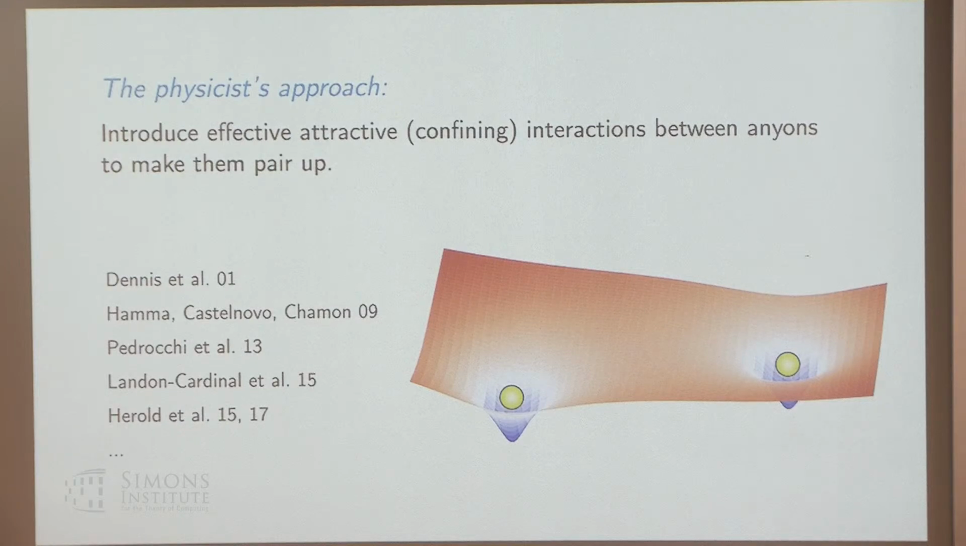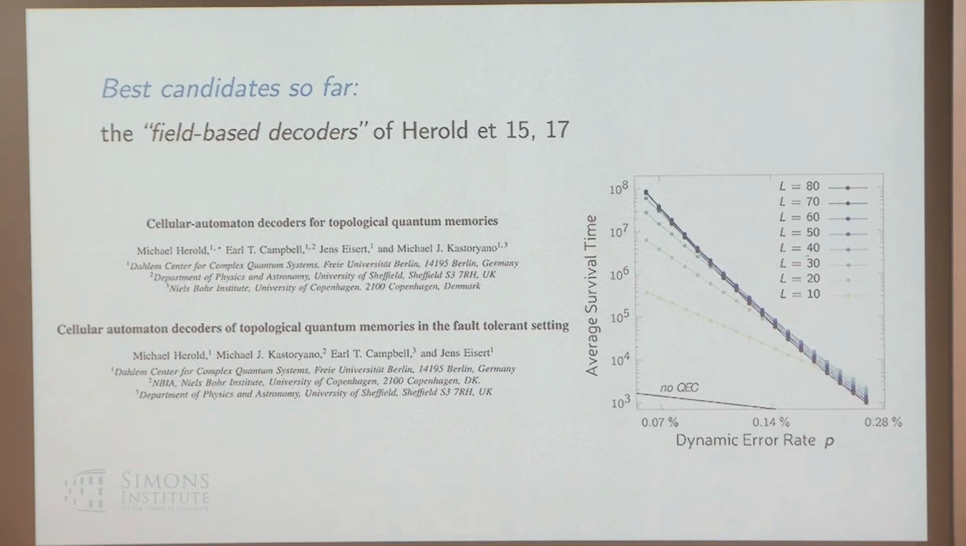Okay, so this approach was, I think, first suggested in the famous Dennis et al. paper, and there's been a long history of people thinking about similar ideas. I'm not really going to go into much of the history. I'm just going to briefly review the two papers here at the bottom, which are most relevant to the construction that I'll be discussing today. So these candidates are what I'm going to call field-based decoders. They were introduced in these two papers, and I'm going to now briefly describe how they work. Okay.